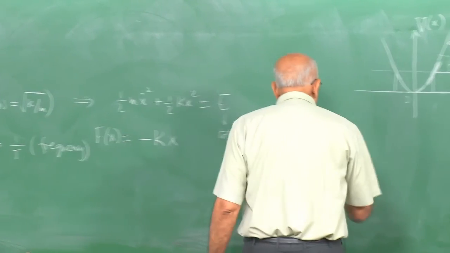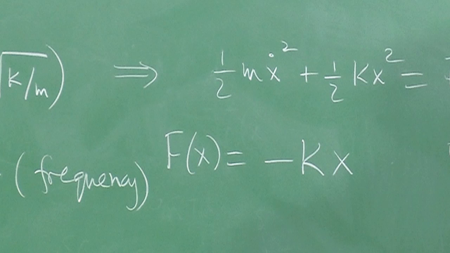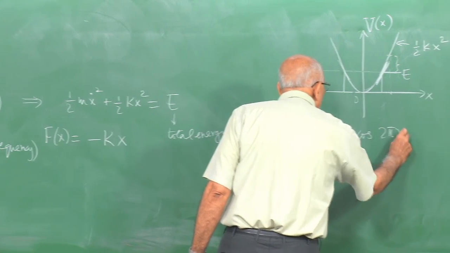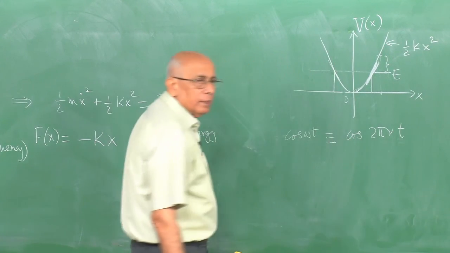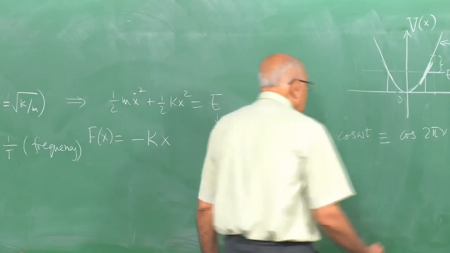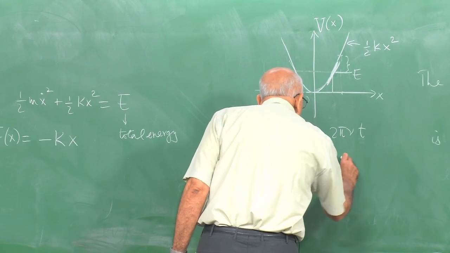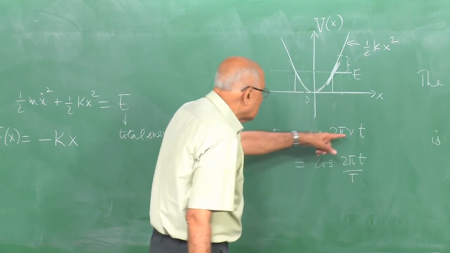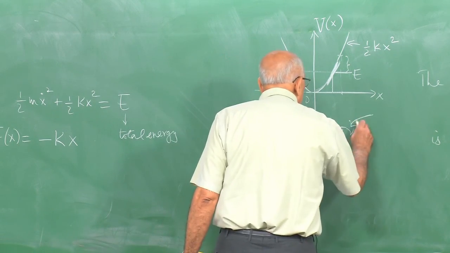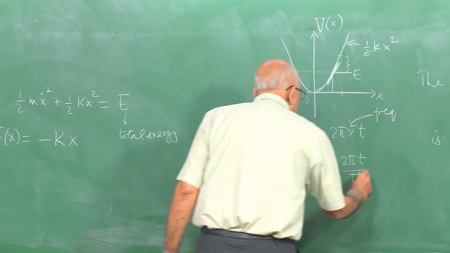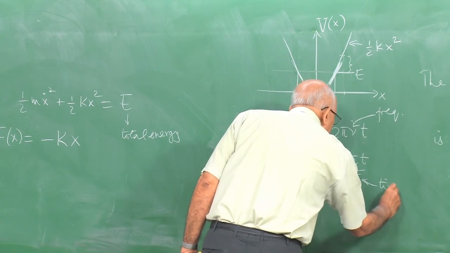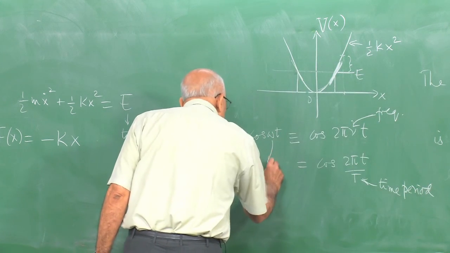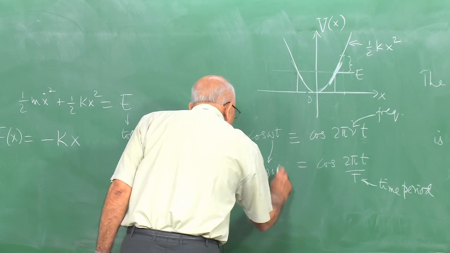So now we have our first important result. We can also write cos omega t or sin omega t as cos 2 pi nu t, which is the same as writing cos 2 pi t over capital T, because this quantity nu is the frequency, this quantity T is the time period, and this quantity omega is sometimes called the angular frequency.